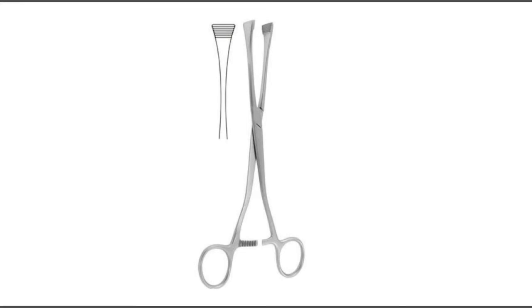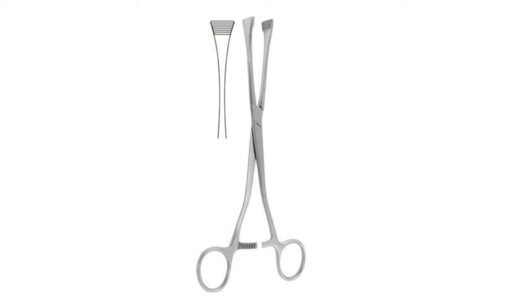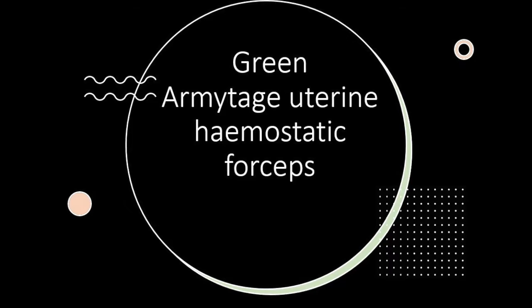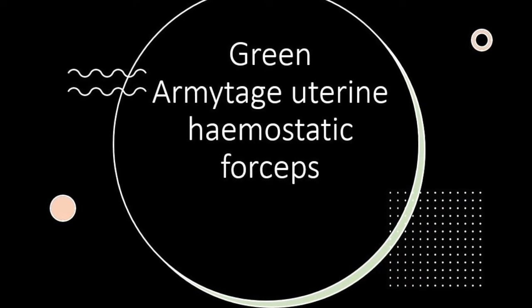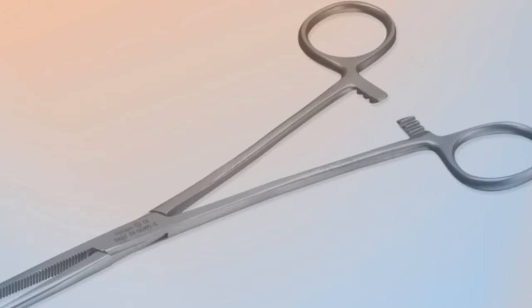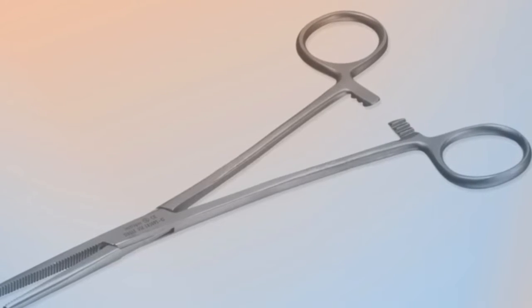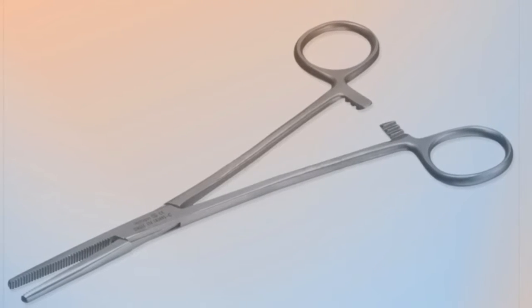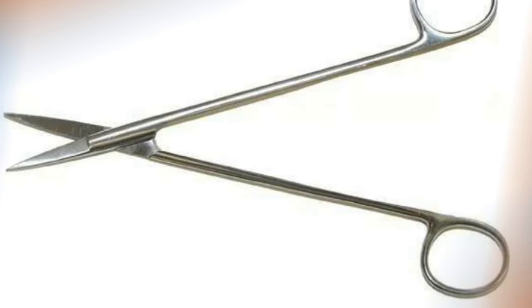Right, moving on to our next instrument. Now again, this instrument is something that's very commonly used during a caesarean section here in the UK. Right, this is a Green Armitage uterine hemostatic forceps. Right, moving on to our next instrument. This is a Spencer Wells artery forceps. Again, something very commonly used both in obstetric and gynecological surgery.